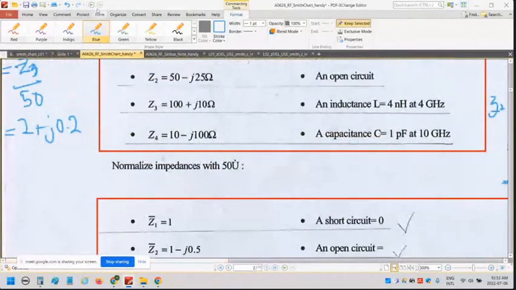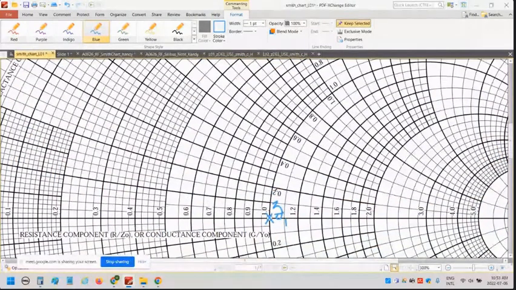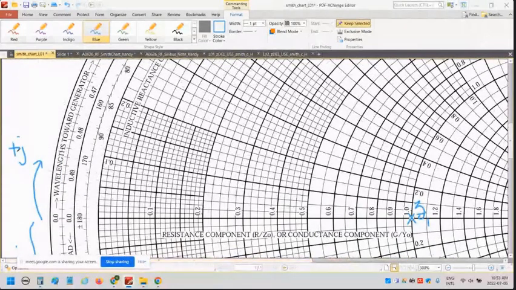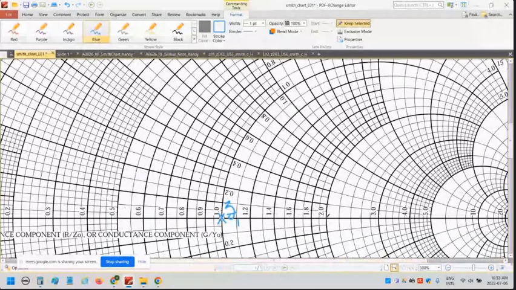Okay, 2 plus j0.2. So 2.0 is here, because this one is 1, 1.2, 1.4, 1.6, 1.8, 2. And then plus j0.2. You see that this curve, because plus j, we use the upper circle. Because why? Plus j, you use this scale. So when you want to use this scale, 2.0 is here, and then 0.2, same on this curve. So this one is your location for Z3.